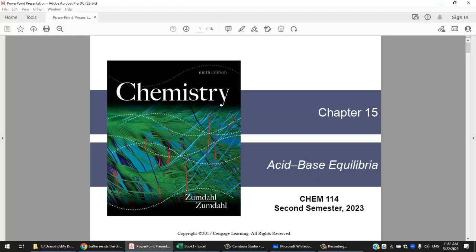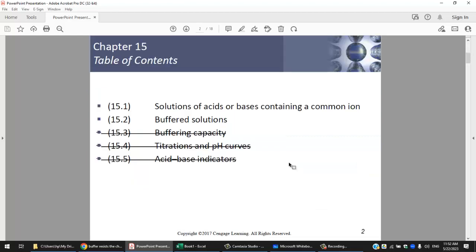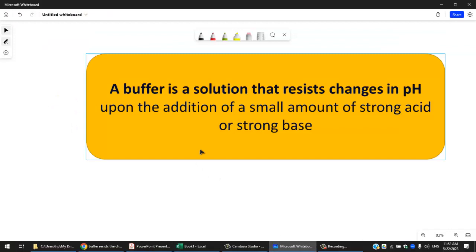So this chapter is basically based on the concepts that we discussed in chapters 13 and 14. And specifically here we're going to talk about buffers. The definition of a buffer basically is that a buffer is a solution that resists changes in pH. So that's the difference between a buffer and any other solution.